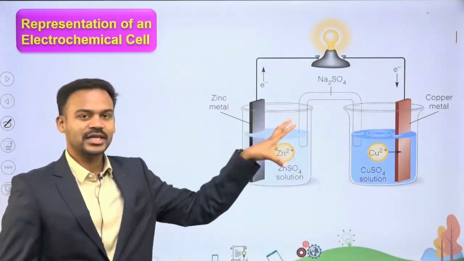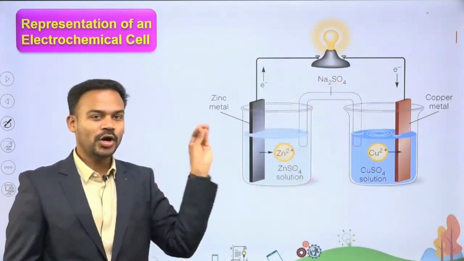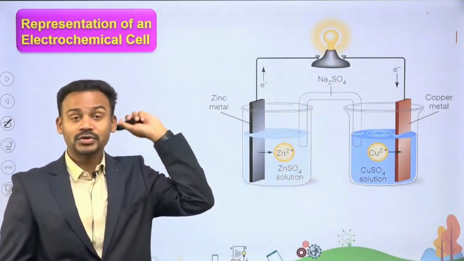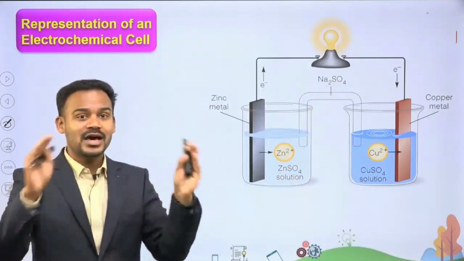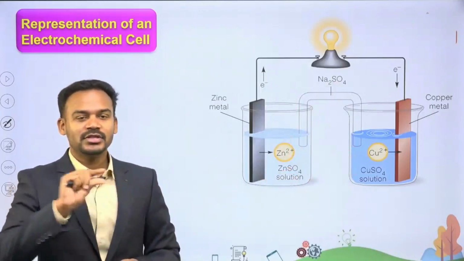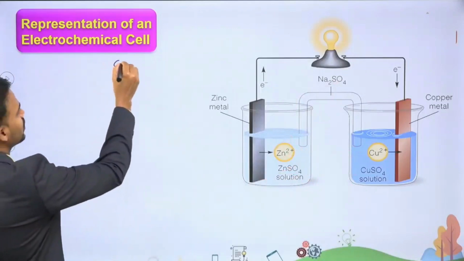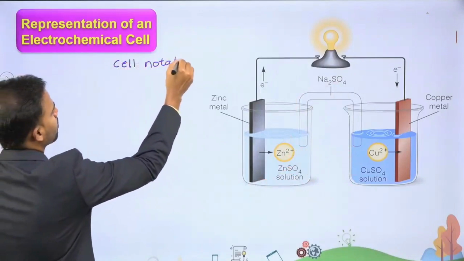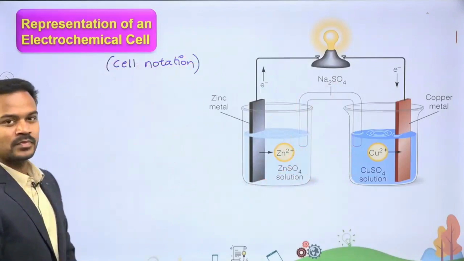But how do you write this? How do you represent this entire setup in words? On paper, how do you represent this? That is what we are going to learn. We are going to represent our electrochemical cell. We are going to learn how to represent the entire voltaic cell with a simple notation called cell notation. It is also called cell notation.